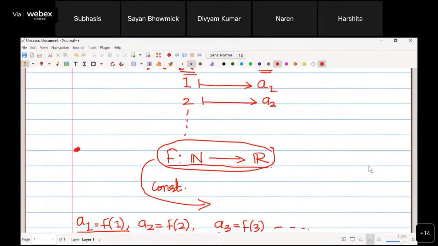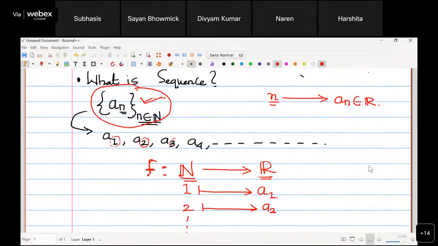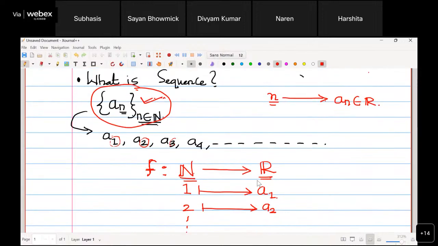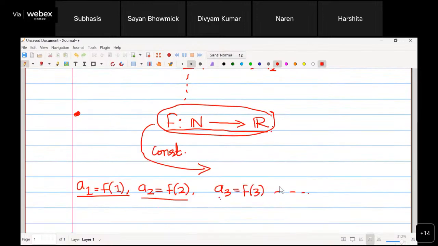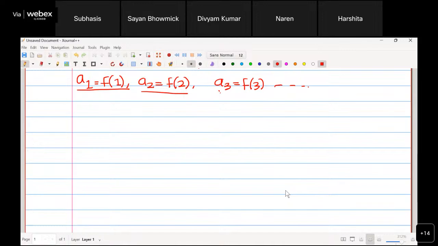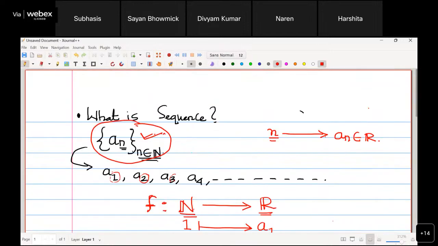Our starting question was, what is a sequence? As you can see, once you have a sequence, you have a function, and once you have a function, you have a sequence. So mathematically, a sequence is nothing but a function from the set of all natural numbers to R. That is the answer I was expecting.